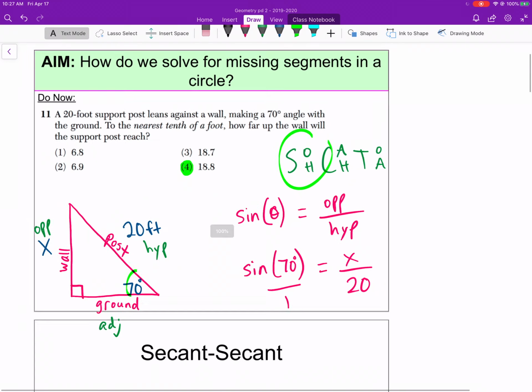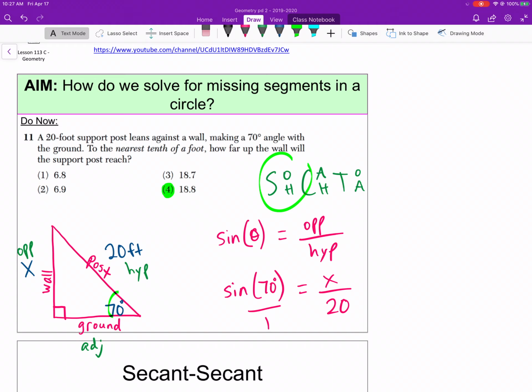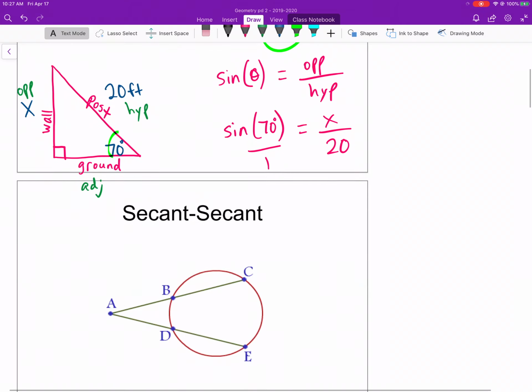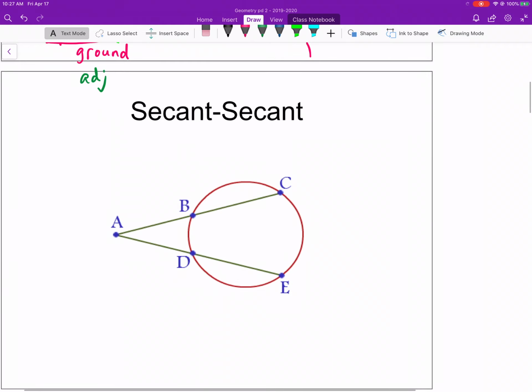All right, so how do we solve for missing segments in a circle? So this is all about finding segments. We've been dealing a lot with angles. The only day we worked with segments was the intersecting chords day, but this is more focused on, all right, there's a secant, there's a tangent, there's two secants, whatever it might be, but there's a couple different rules for finding out how long is that secant? How long is that tangent? All right, so we'll get a diagram that looks something like this.